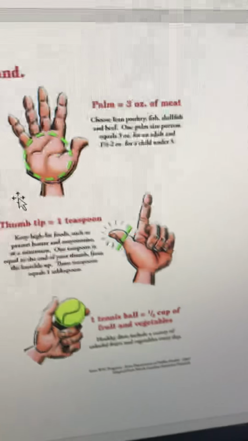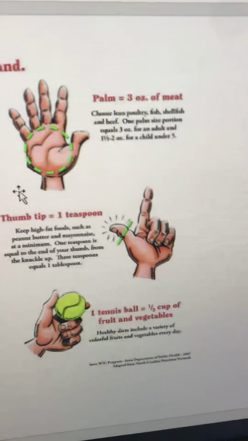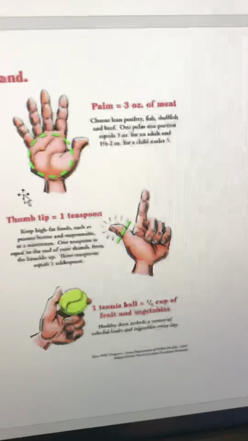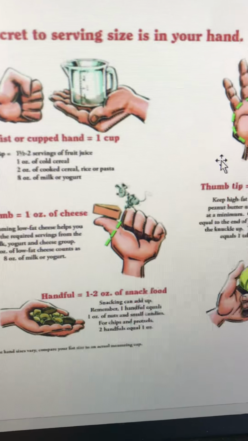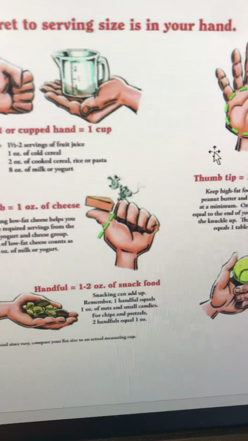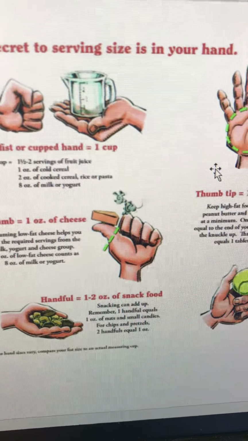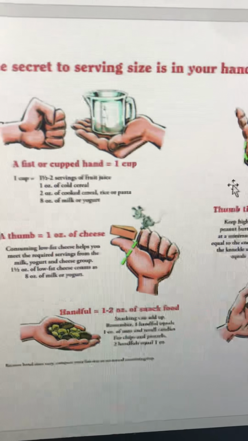Here you've got your tennis ball, which is approximately a 1/2 cup of fruit or vegetables, to give you a little bit of visual there. Here you've got what fits in that palm of the hand is between 1 and 2 ounces of snack foods, etc. So again, it's what fits in that palm of your hand.